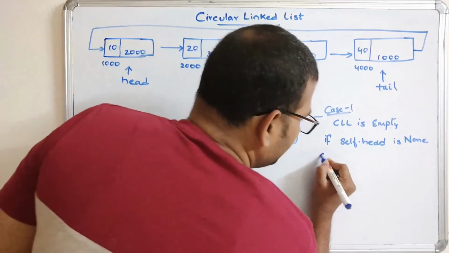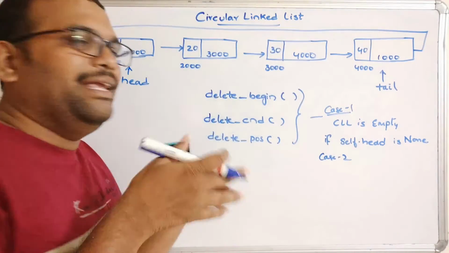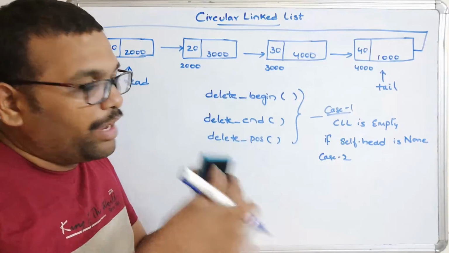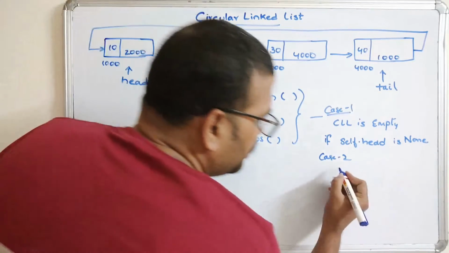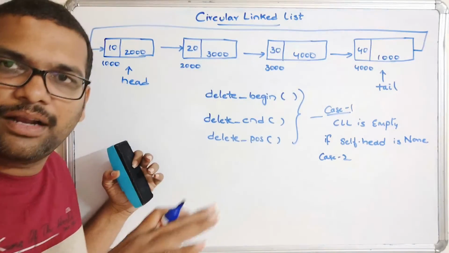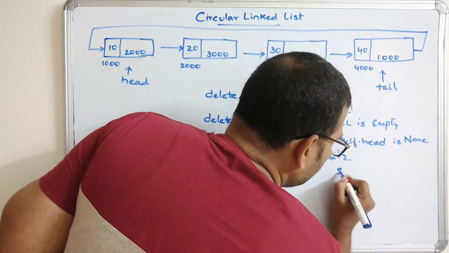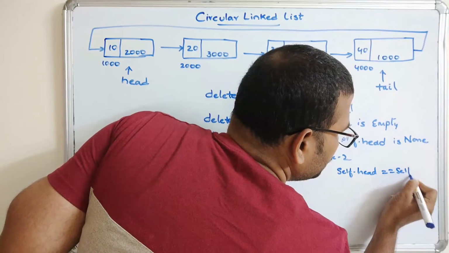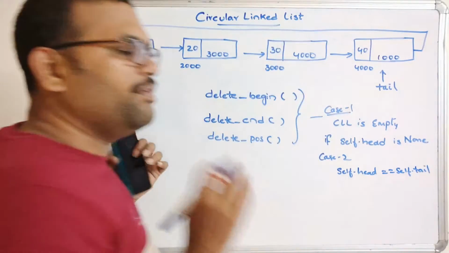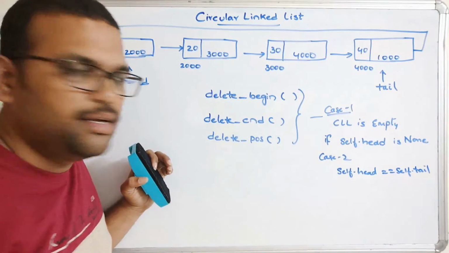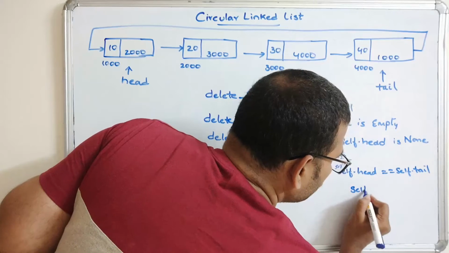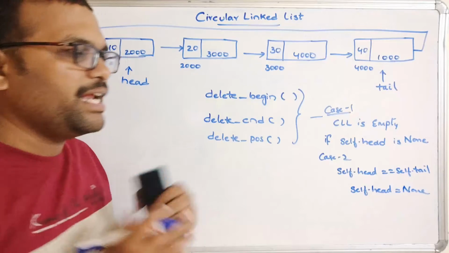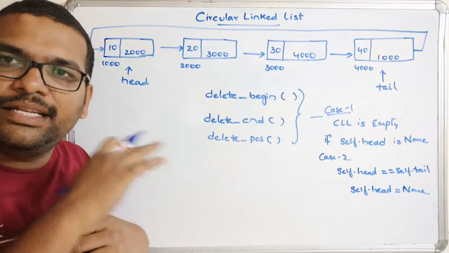Coming to the second case, if the circular linked list has only one element, simply we need to delete that particular element. If it has one element, we can check self.head is equal to self.tail. In that case, simply you can write self.head, and it can be assigned to None. That's the second case.